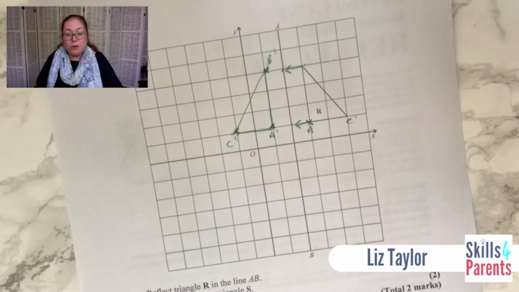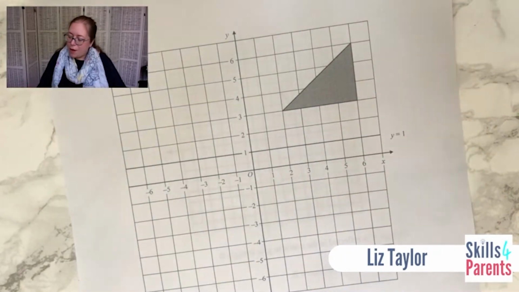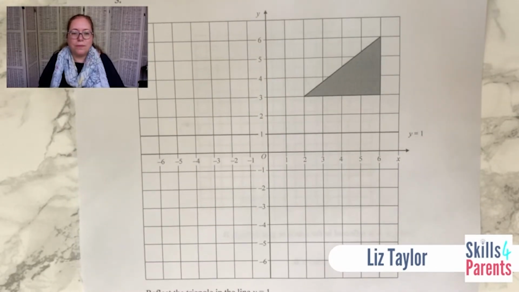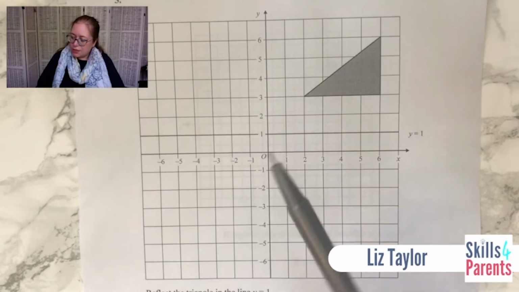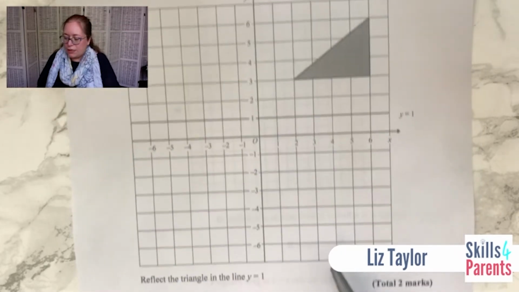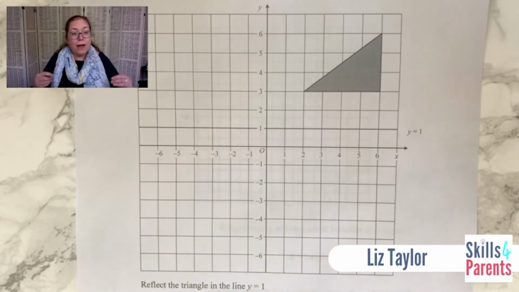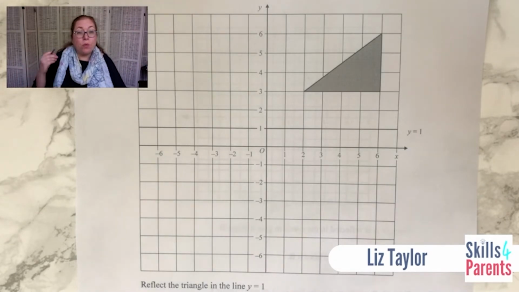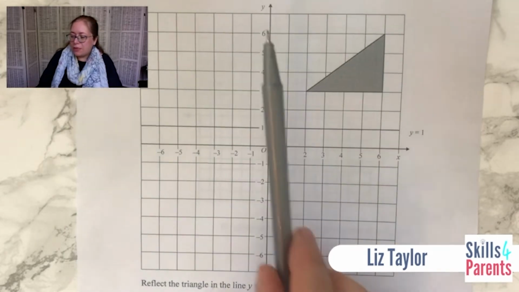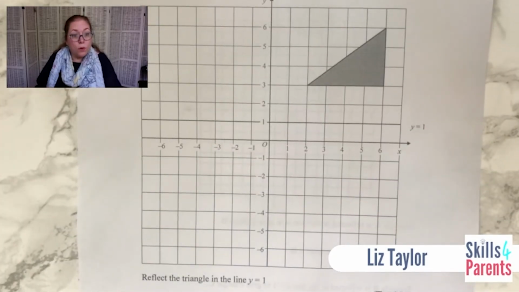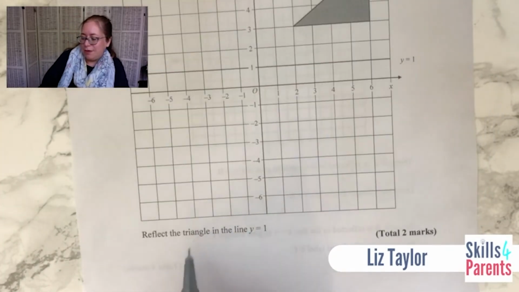Now, sometimes they don't give you the mirror line like that in AB. They might give it to you as a line like this. And it says, reflect the triangle in the line y equals 1. Now, the line y equals 1 is when every y coordinate is 1. The mistake that children often make is that they think that because that's the y-axis, y equals 1 is there. But actually, what we want is everything with y coordinate 1.